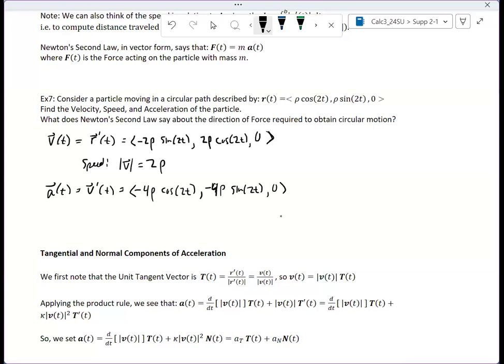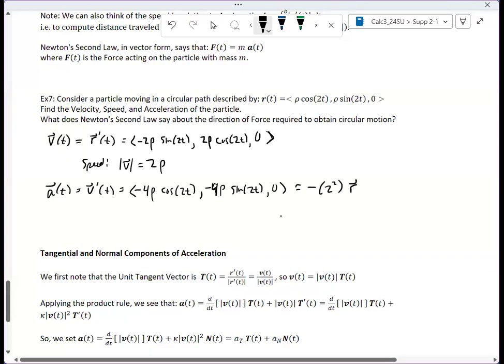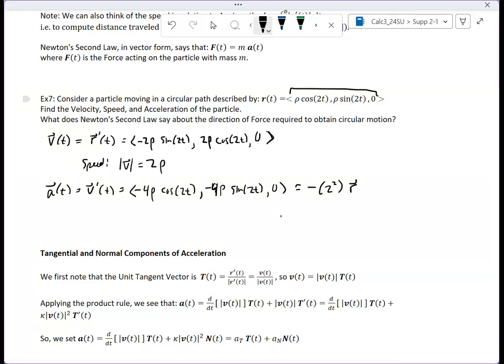And I actually notice that this is negative 2 squared times r. The negative comes from the 2 derivatives of the trig functions. The 2 squared comes from the 2 derivatives, each popping out a factor of 2 from the chain rule. And r is the base off of which we were working. So my acceleration vector actually looks like the negative of my position vector.